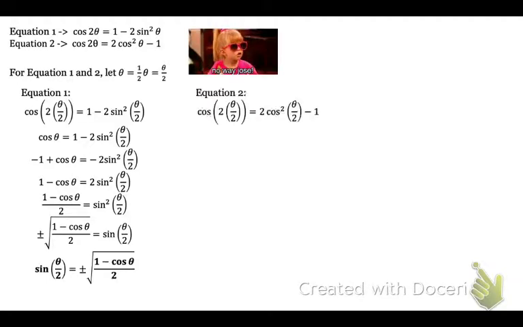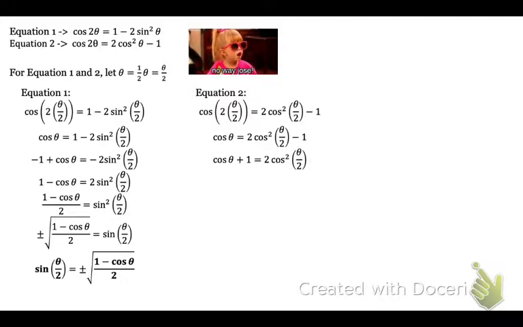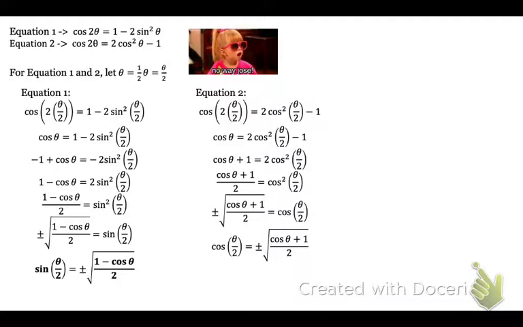No way, Jose. Okay, kind of the same thing. Those 2's are going to cancel. I'm left with cosine of theta equals 2 cosine squared of theta over 2 minus 1. Add that 1 over, divide by 2. Square root both sides, and bam, we end up with that equation.